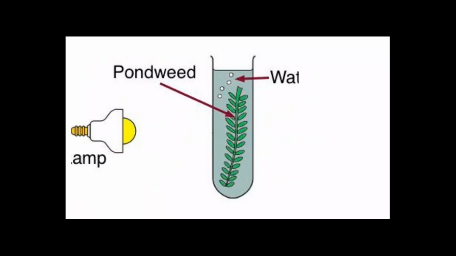So you have a lamp shining on pondweed, and you can alter the rate of photosynthesis by moving the lamp further back from the source. And the further back it is, the slower the rate of photosynthesis.